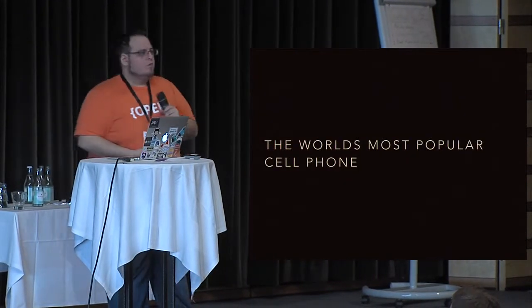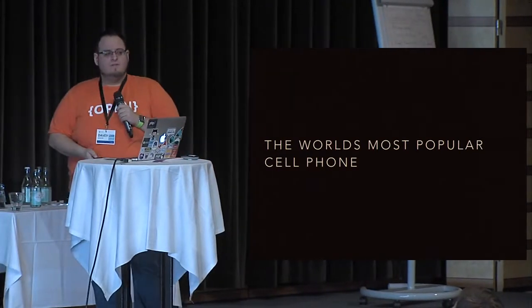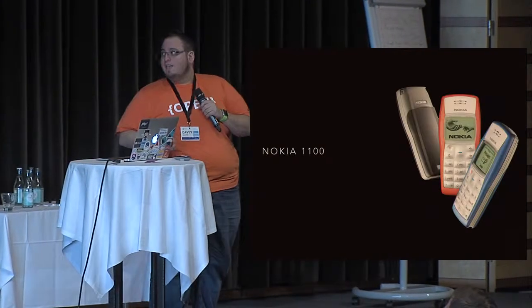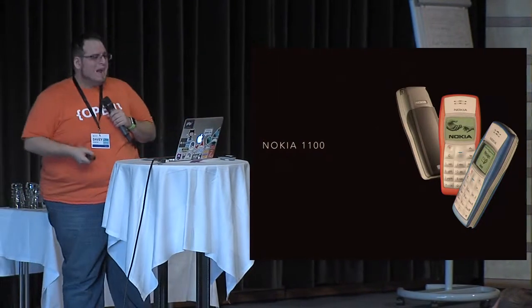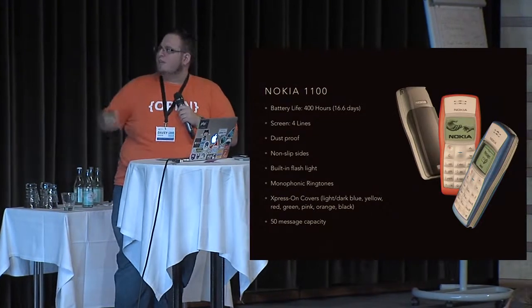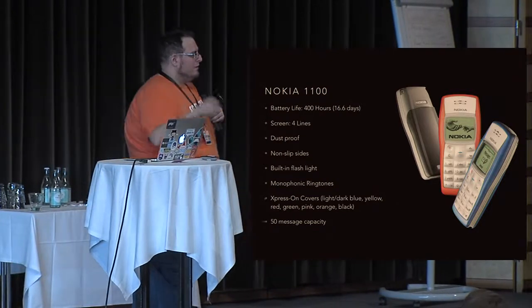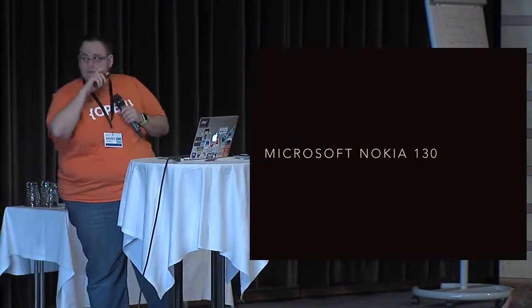Who can tell me the world's most popular cell phone? Close. So it doesn't have this logo, or that one. It is a Nokia. It is the Nokia 1100. Why, right? It has a battery life of 400 hours. It's got like a 4-line screen, but it's dust-proof, and it has a flashlight, which is really important in places that don't have really good electricity. They have sold 500 million of these in various incarnations.